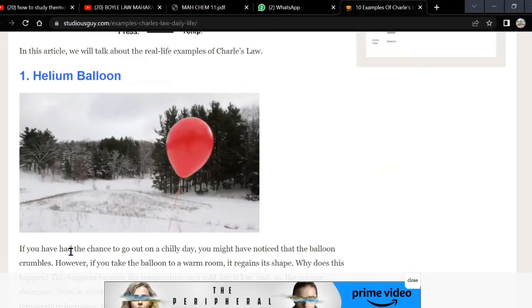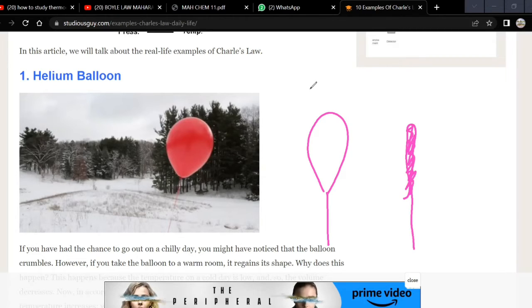So, it says that if you have a chance to go on a chilly day, you might have noticed that the balloon crumbles. However, if you take the balloon to a warm room, it regains its shape. Have you understood, Avantika, what he's trying to say? Yeah. So, for example, in colder countries, if you take this helium balloon, when you are inside the room, the balloon would have the same shape. Say it would have a shape like this when you are inside the room. But when you take it outside, when it is chilly outside, this helium balloon will sort of crumble. Is it making sense, Avantika?